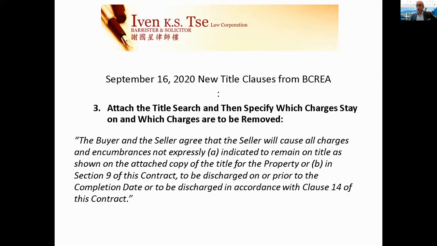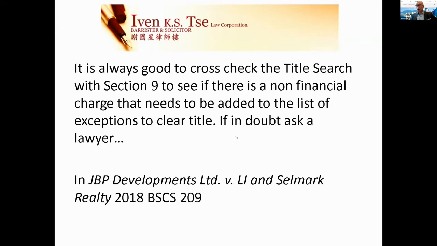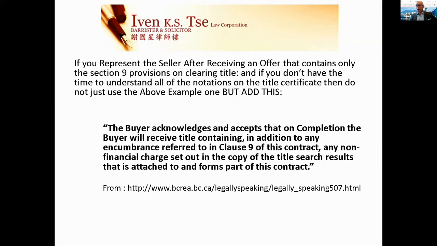But I want to go back to item number 1, because if you don't want to specify which ones are staying on and want to attach the title search and show it all, you can do this. Put this clause in: "The buyer acknowledges and accepts that on completion the buyer will receive title containing, in addition to any encumbrances referred to in clause 9 of the contract, any non-financial charge set out in the copy of the title search results that is attached to and forms part of the contract." So the idea is that you put in here specifically any non-financial charges that are set out there.